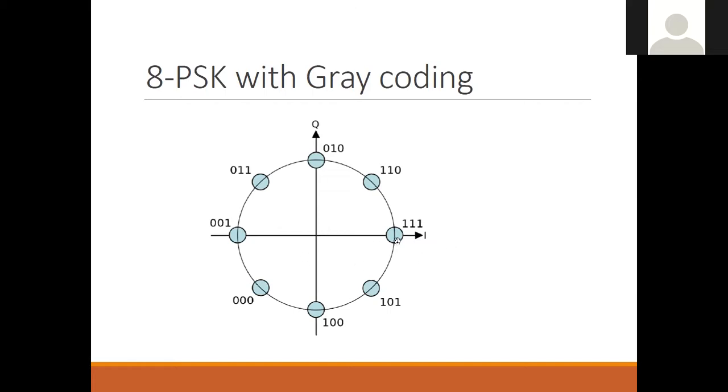Baud rate is signal changes per second. Look here. I am sending a signal in phase, a 1 volt signal. Assume that on this diagram the amplitude is 1 volt.